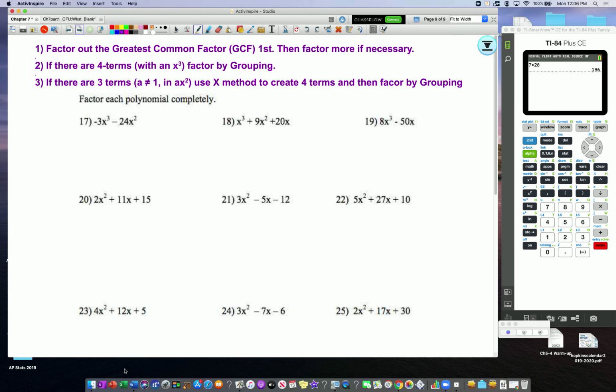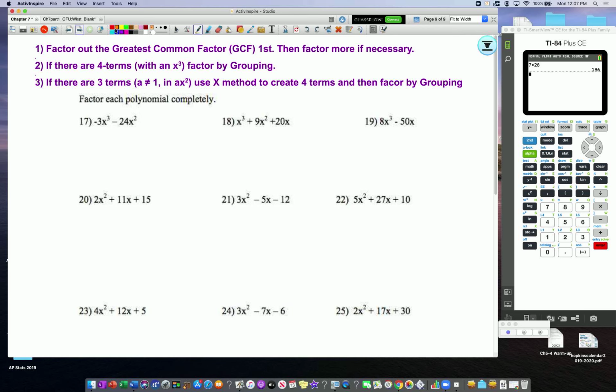However, if you see 4 terms with a cube in it, do that factoring by grouping that we did in our last lesson. Now, if there's 3 terms and a doesn't equal 1, like you have an ax squared where it's like 3x squared, use the crisscross x method to create 4 terms, and then factor it by grouping. All right, so let's take a look at examples like this.